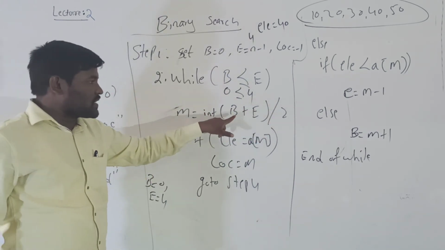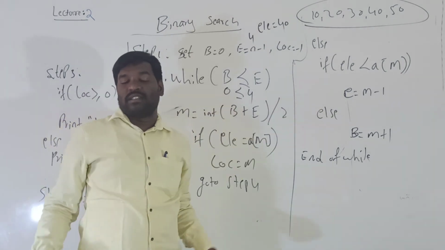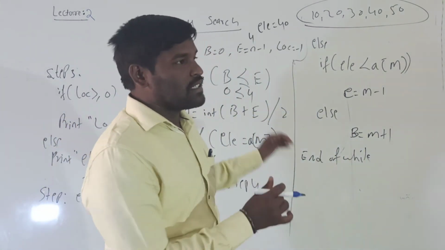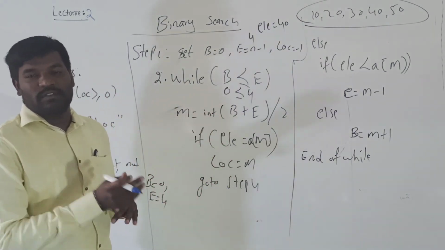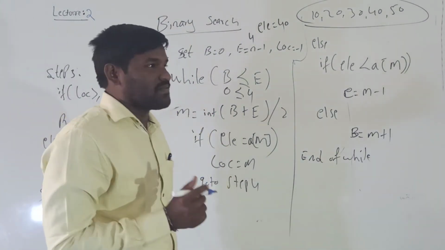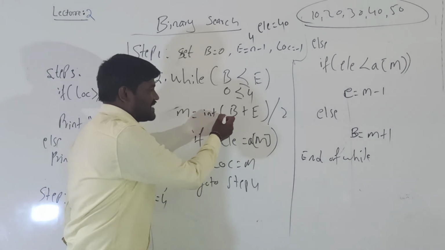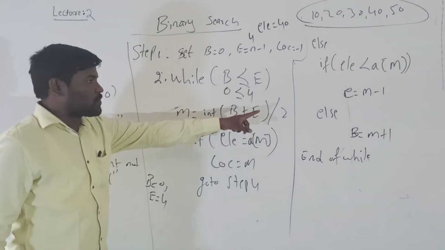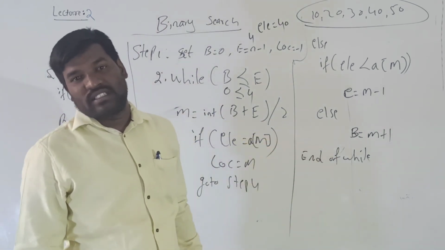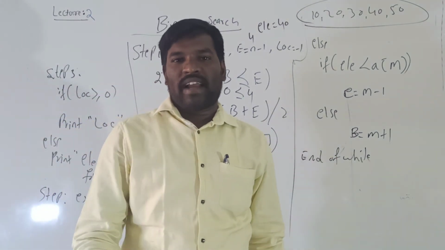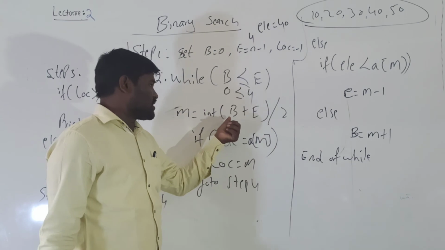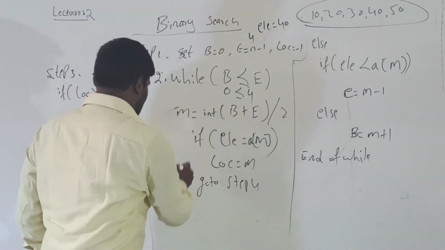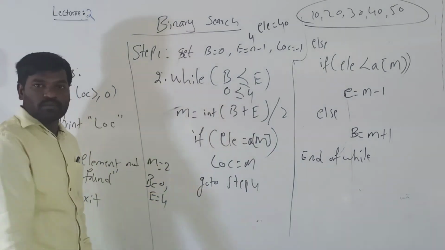Suppose if it is an odd number divided by 2, it may generate a fractional result. But in programming or in the algorithm you have to consider only the integer value, so I have to write int of b plus e. Suppose it is 5 by 2, actually it is 2.5, but here the result is 2 because it is converted to int. Here 0 plus 4 by 2 is 2, so the mid value is 2.